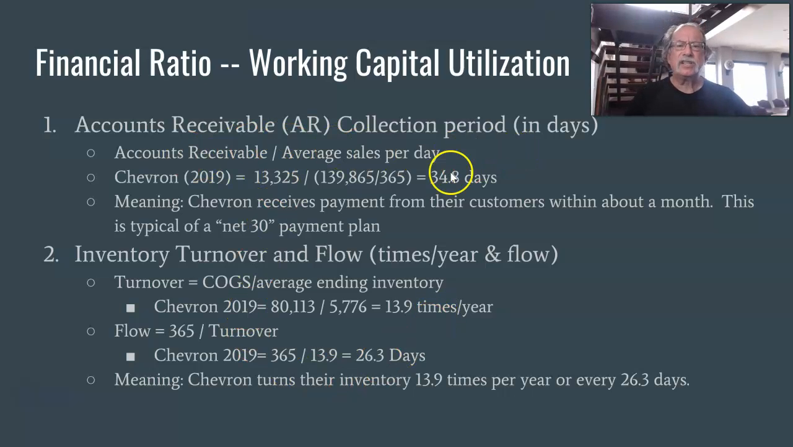Accounts receivable collection period, how quickly do we collect our receivables? And here's the definition: accounts receivable divided by average sales per day. So this is usually you have a period. So your income statement is either going to be a quarterly statement or an annual statement. Here, these are annual numbers, therefore we divide by 365.